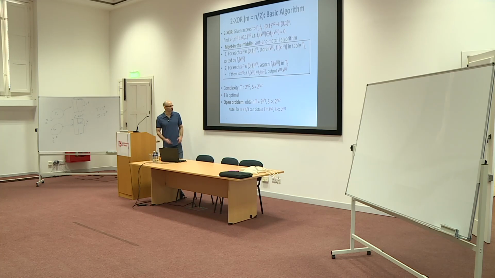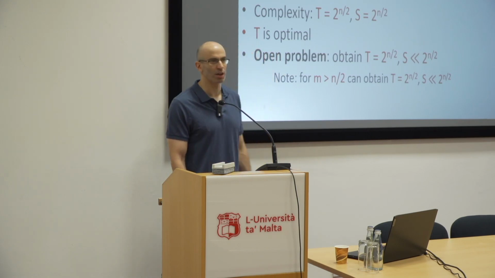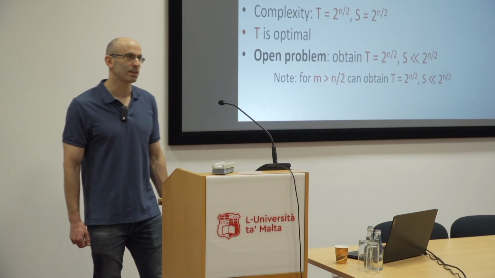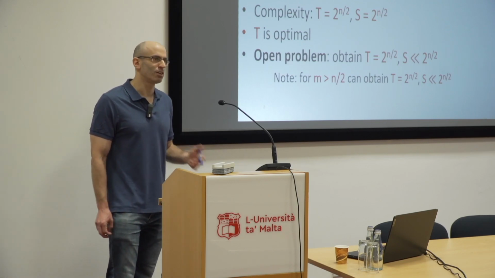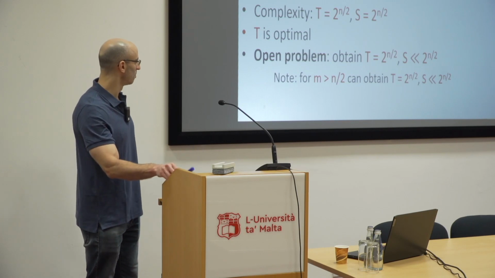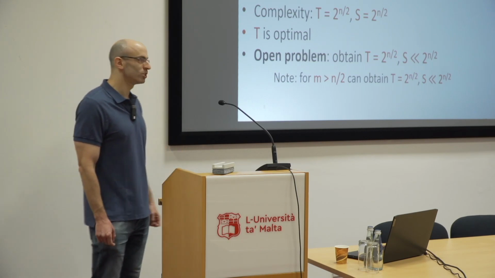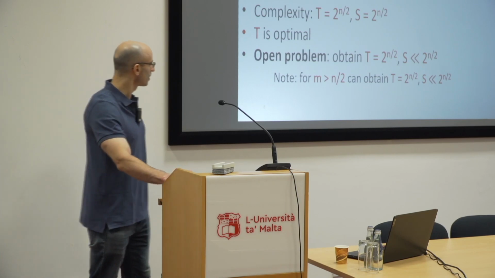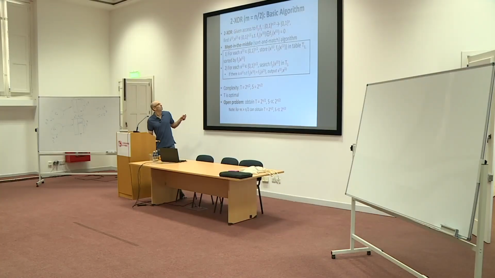But I should say that when the domain size is larger than 2 to the n over 2, then you can do time 2 to the n over 2 and obtain much smaller space. I'm not going to do this, but Gaetan talked about this last time. You can use techniques like cycle finding and parallel collision search. So when the domain size is larger, these techniques give you a smaller amount of space. But for these parameters, m equals n over 2, this simple algorithm is the best known, both in terms of time and space. For time, we know it's actually optimal.